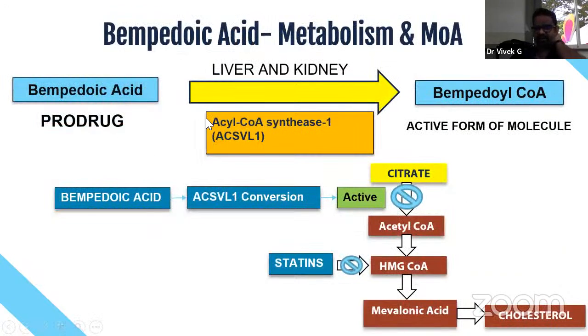Basically, it is a prodrug. It gets activated by the ACSVL1 enzyme to bempedoyl-CoA, which is the active form. Now, we know citrate is where the Krebs cycle begins, and citrate is converted by ATP citrate lyase to acetyl-CoA, and then to the further molecules, mevalonic acid and the cholesterol. We know that the statins act on the rate-limiting step, the HMG-CoA reductase enzyme. Where bempedoic acid acts is even higher up, 2 steps higher up. It acts on the ATP citrate lyase enzyme and inhibits the formation of cholesterol. So it's like an add-on therapy. Wherever there's a leak in the statin, the bempedoic acid can plug it up way higher. Since it has a different mechanism of action, it's always an add-on therapy.